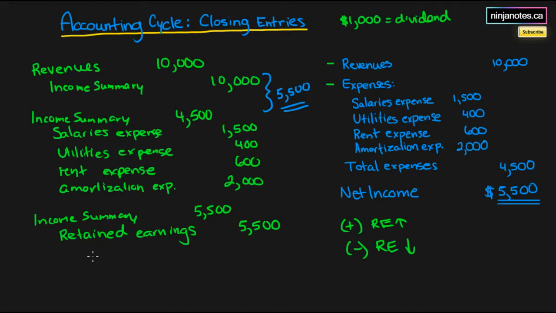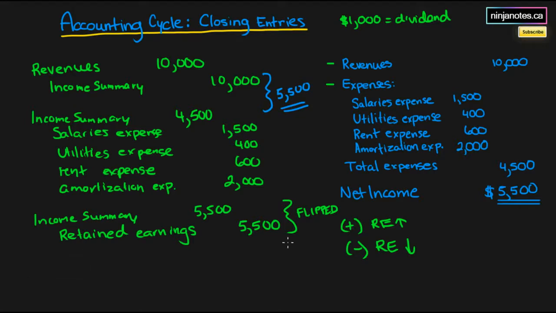Now the last thing we need to do is dividends. Now how are we going to do dividends? Oh, actually I might want to say quickly that if net income is actually a net loss, this will be flipped, or it will be the opposite. And what I mean by that is we would debit retained earnings and credit income summary. Alright? This entry right here is for net income, and the opposite would be for a net loss. Now the last one is dividends.